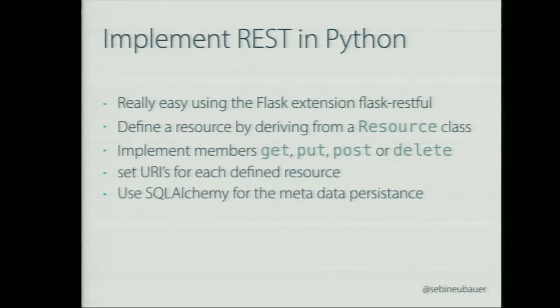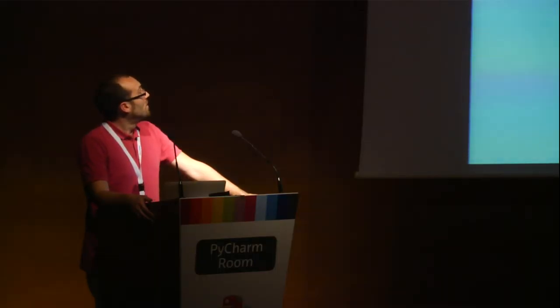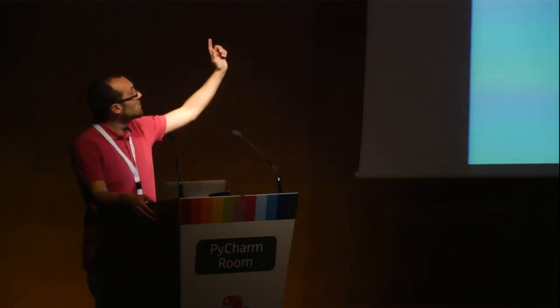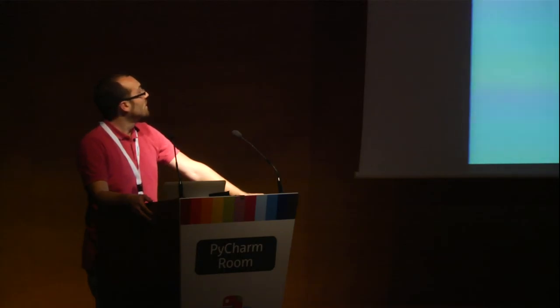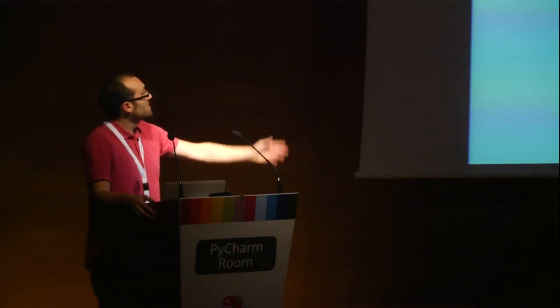Quite a few. So it's really easy to define a REST API using this package. All you do is make a class which is inherited from the resource class, and then you implement the get, put, post, and delete methods. Set the URI, so our collection resource, which names we want to use for these resources, and basically we are done. Furthermore, for persistence, so that we can get a list of all those instances we already created, we just use SQLAlchemy with some database, for example a Postgres, maybe in a container.